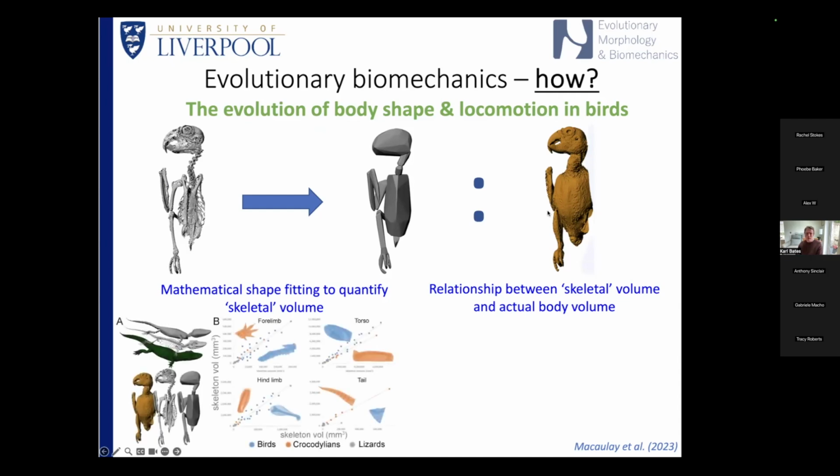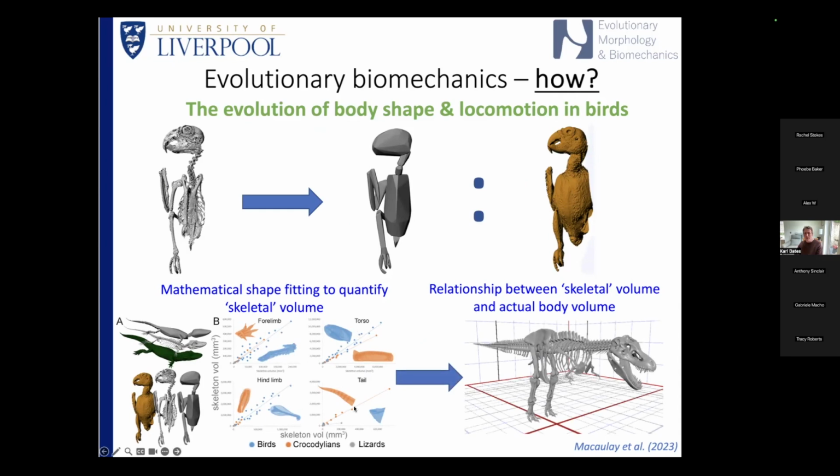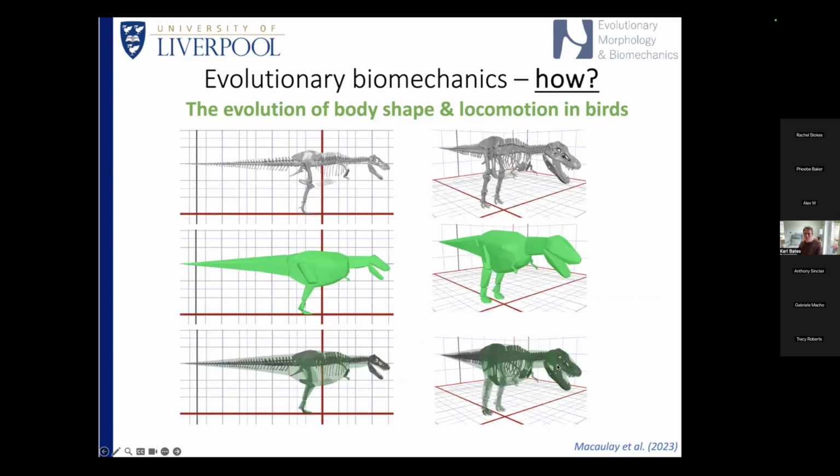And if you do that with enough animals and you plot this on your x-axis and this on your y-axis, what you actually have is a predictive relationship where you can predict the real skin volume with some 95% confidence intervals from information that's based purely on the bones. So we can take these relationships from the living relatives of dinosaurs and use them to predict the skin volumes, plus or minus whatever your 95% confidence intervals are, of extinct dinosaurs like T-Rex.